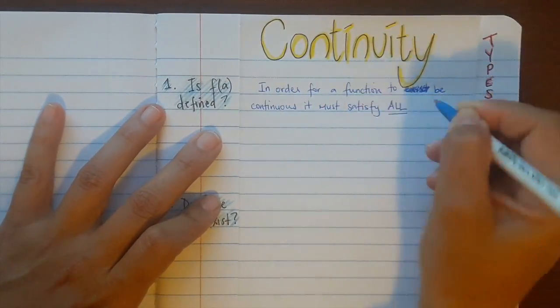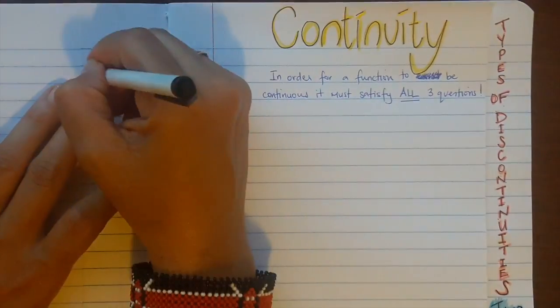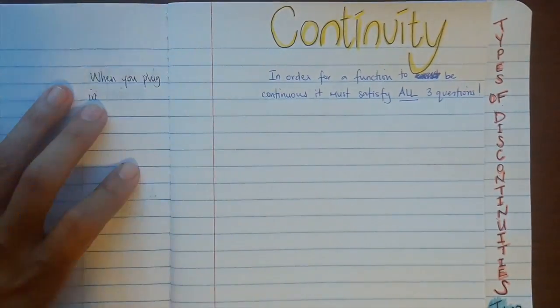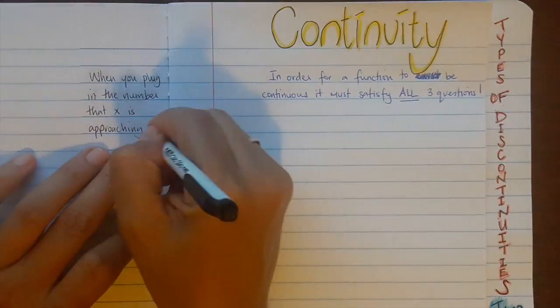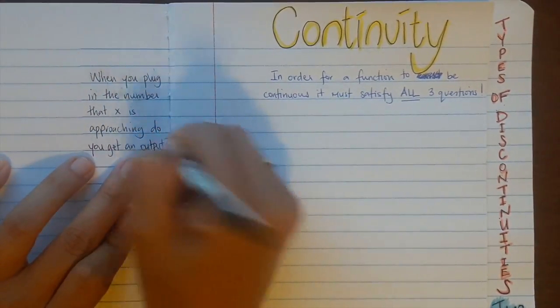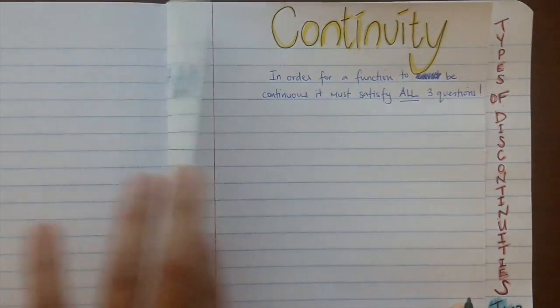Let's take a look at them. Is f of a defined? What does that mean? When you plug in the number that x is approaching, do you get an output? If you do, then f of a is defined. This is a listening check. Go ahead and shade in the word approaching above.